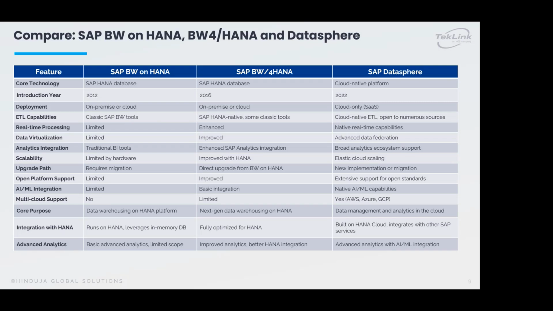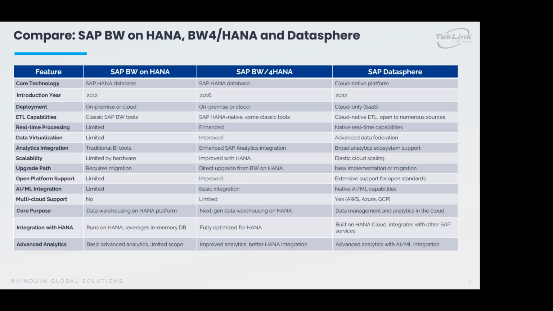So core technology, the table compares the evolution of the technology from the traditional BW tool to the native HANA tool to the DataSphere. Some of the introduction years: in 2012 it started with BW on HANA. BW was there before, and then BW for HANA was introduced, think about it, about 8 years ago now, and then DataSphere comes. Initially DataSphere came as DWC, Data Warehouse Cloud, and then that's been rebranded to DataSphere with a lot more capability.